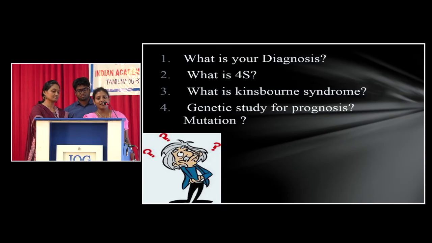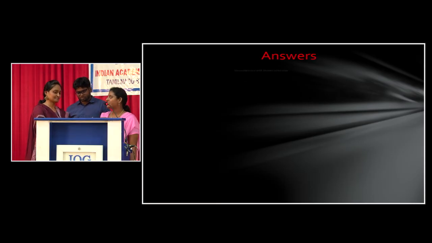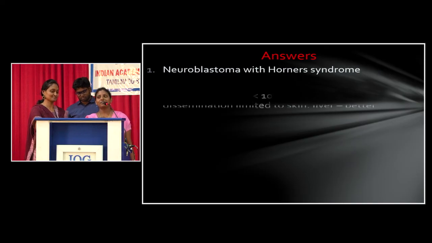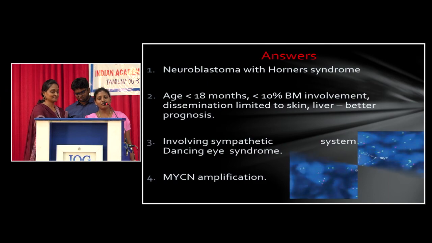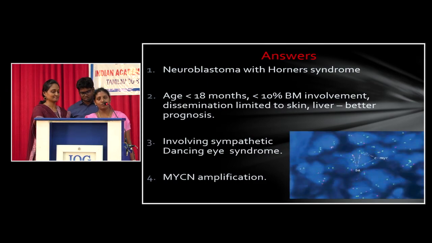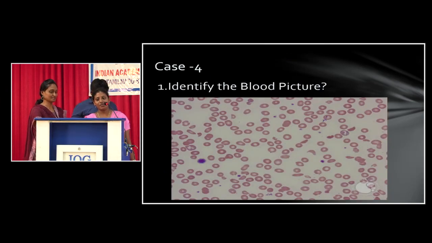And what is the genetic study to prognosticate? Which mutation do you ask for? After diagnosing neuroblastoma, you send the paraffin block to check for one mutation. Amplification? NMYC gene amplification. NMYC amplification. So, how much? 15 marks for team C. Okay. So, this is neuroblastoma with Horner syndrome. I have explained already. Okay.